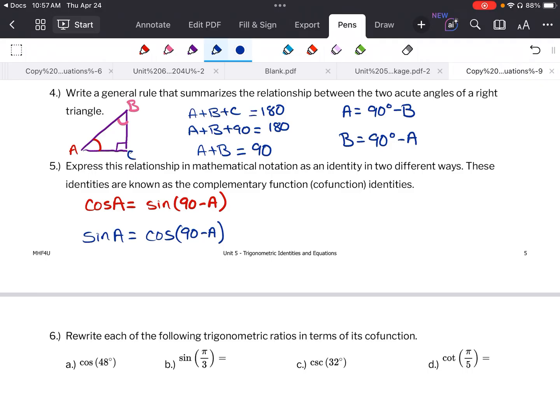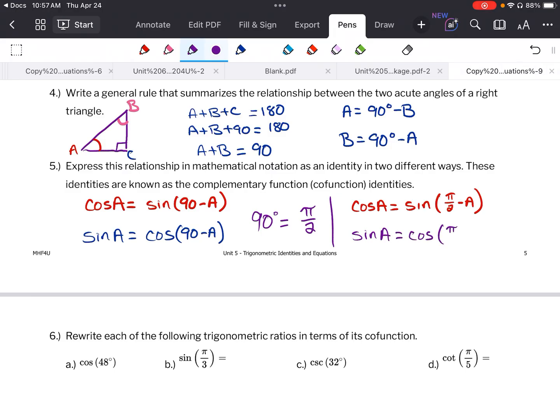Since we are in grade 12, we're talking about radians. Mostly we know that 90 degrees is equal to pi over 2. And so to put it into advanced functions terms, we are going to say that cos A is equal to the sine of pi over 2 subtract A, and sine A is equal to the cos of pi over 2 subtract A. Okay, so it's just putting it into radian terms.